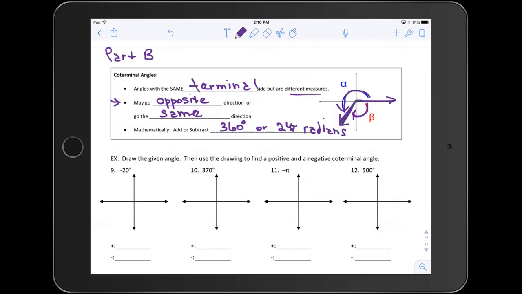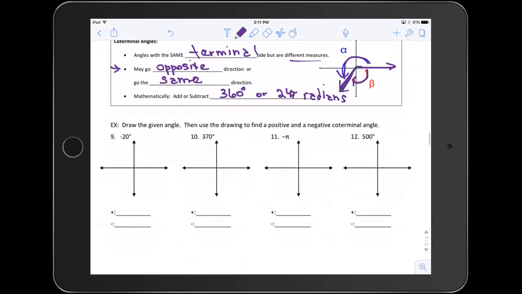The interesting thing about coterminal angles is there's an infinite number of them, and the reason being is that you can continually go in a circle round and round and round. And rather than try to explain a little bit too much, I'm going to just go right down here to example 9 and show you.